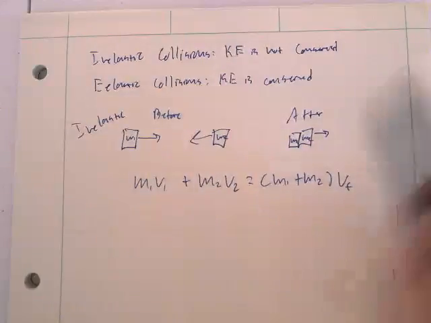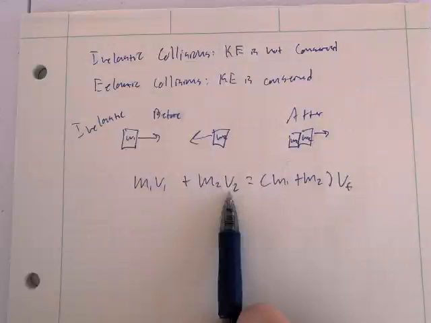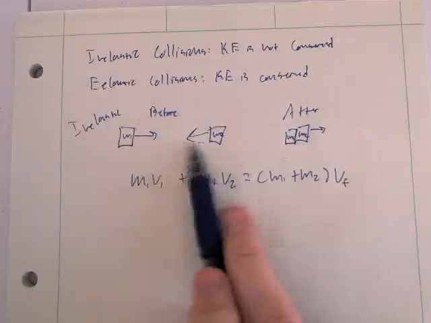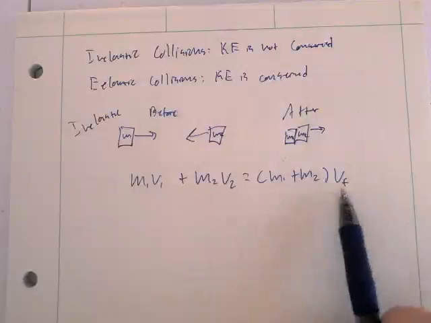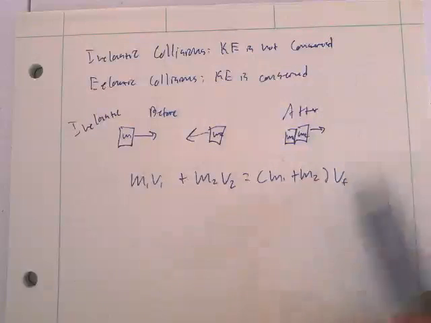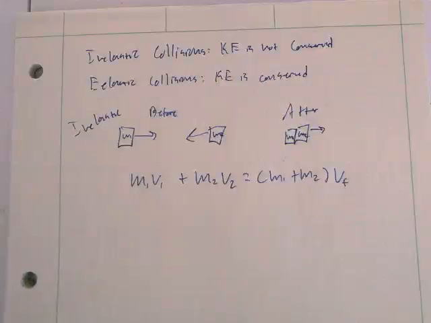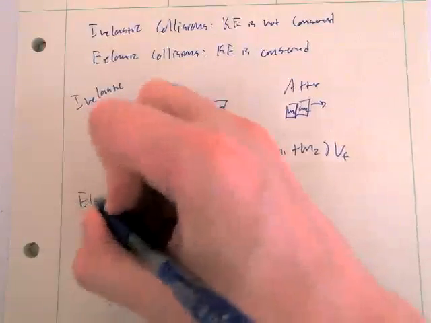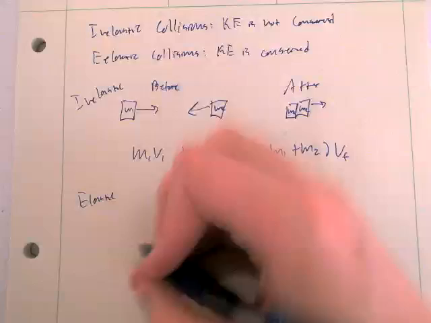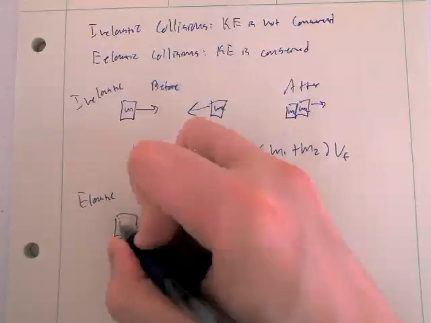So the way I'm drawing this, for this V2, you would plug in a negative number here, just to denote that this is moving to the left. And then afterwards, you can solve for this V final, and whether V final is positive or negative will tell you which direction this object was moving. So then for the elastic case, we have something that looks like this.